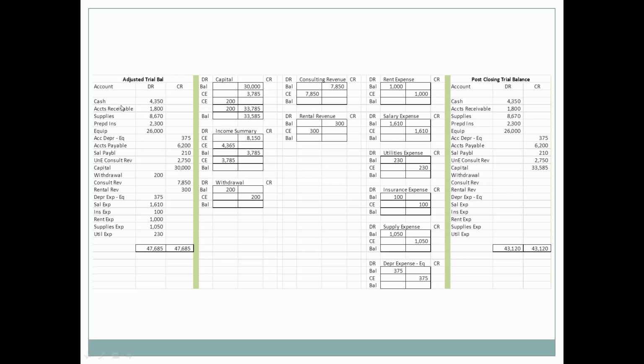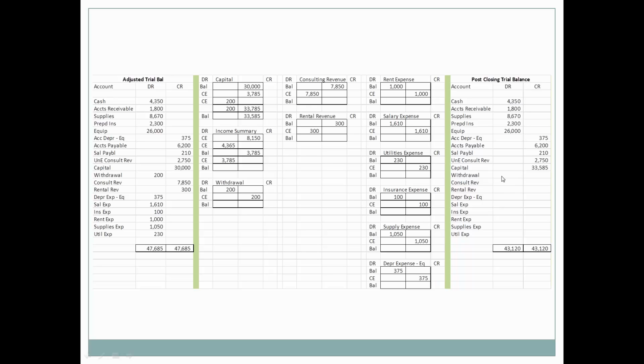So here we have the adjusted trial balance, and we can see that cash is the same, accounts receivable, supplies, prepaid, and equipment, accumulated depreciation, accounts payable, salaries payable, unearned consulting revenue, but now we can see we have a new amount for capital. Originally we had $30,000, but as a result of clearing out and zeroing out all of our withdrawal, revenue, and expense accounts, we see we have a new balance that's been calculated in capital of $33,585. So now that is our balance in capital, $33,585.